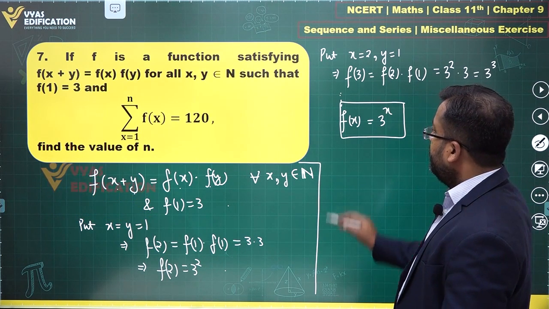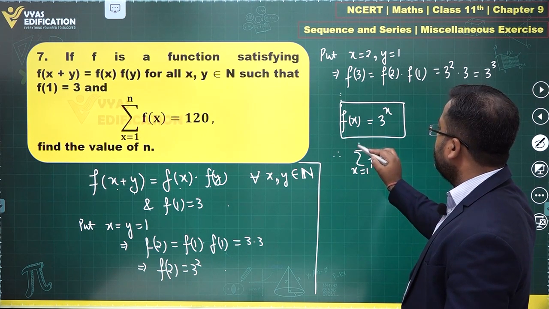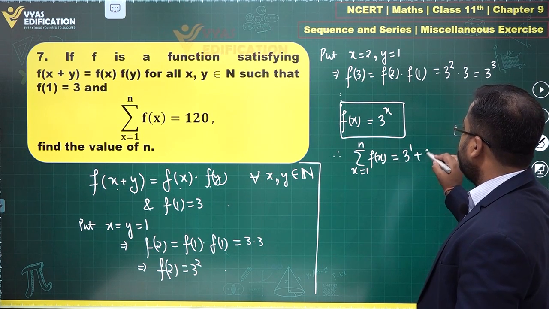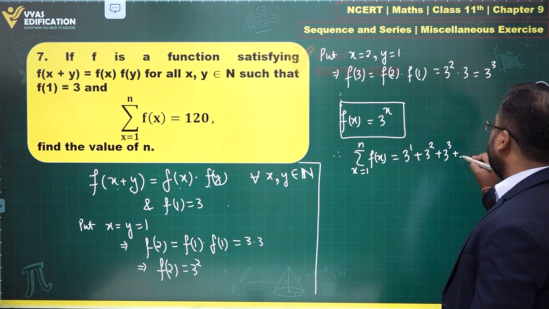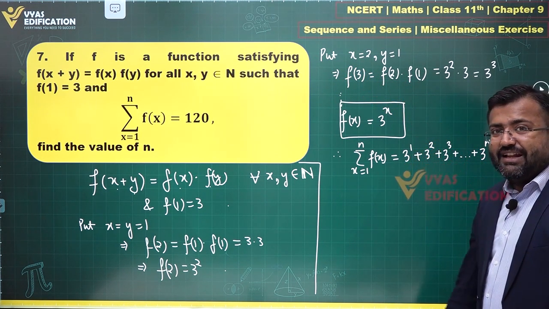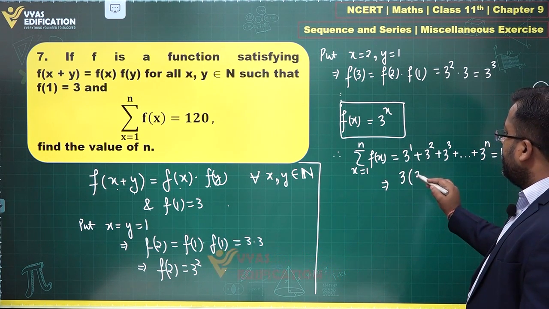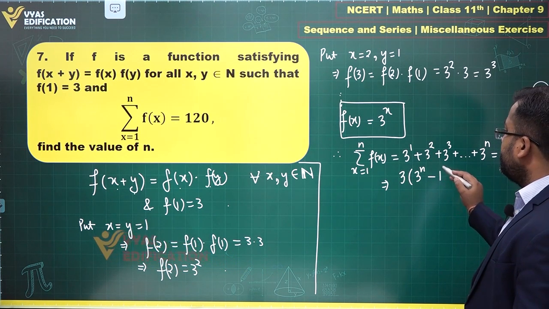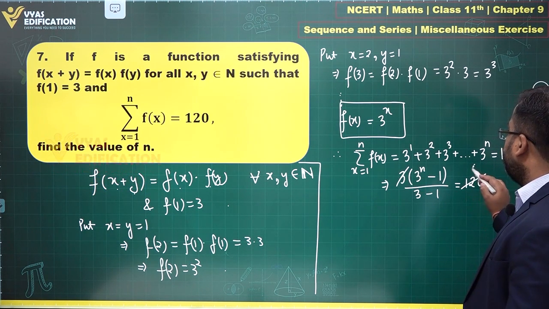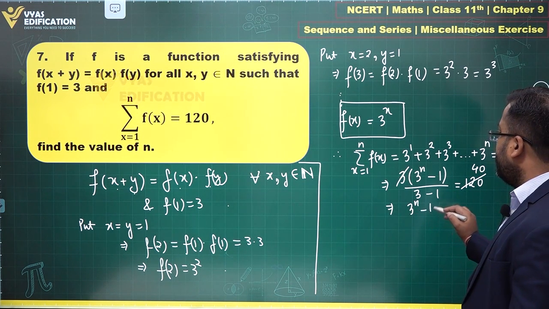Okay. Therefore, sigma fx from x equals 1 to n is equal to what? This is 3 power 1 plus 3 power 2 plus 3 power 3 plus dot dot dot up till 3 power n, and that is given as 120. So can you find the value of n now? Yes. This is a geometric progression whose sum will be first term times common ratio raised to power number of terms minus 1, upon common ratio minus 1, which is 120. 3 goes 40 times. Yes, this is 2, will go over here 80. So 3 power n minus 1 is 80.